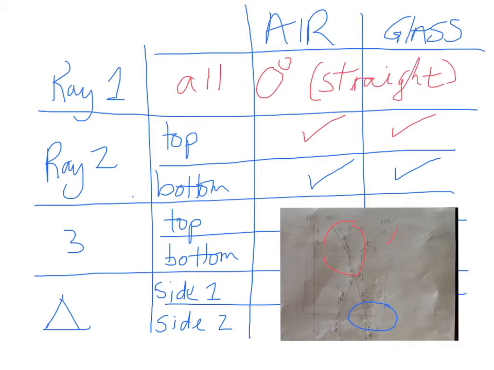But what you're going to be looking at is the pattern that you find for ray 2, ray 3, and then also the triangle on the other side. And for the triangle, you'll just pick one side, we'll call that the top, and the other side, we'll call that the bottom. So side 1 and side 2. What's happening in the air and what's happening in the glass as far as angle, measured from the normal line.